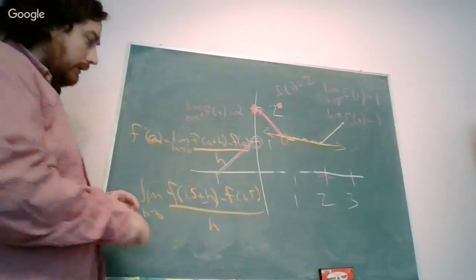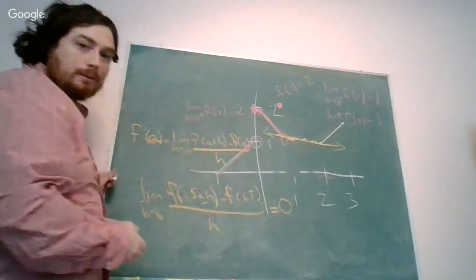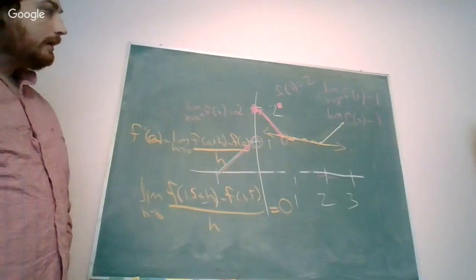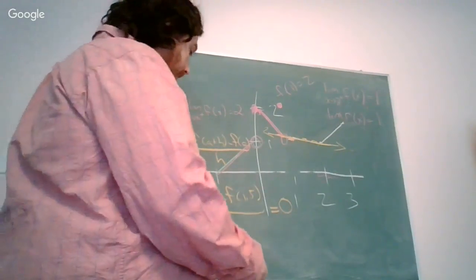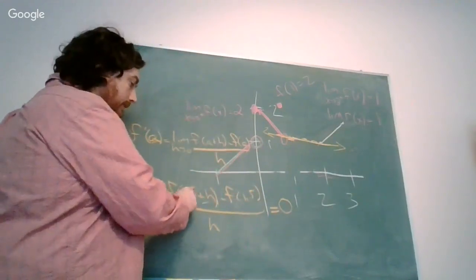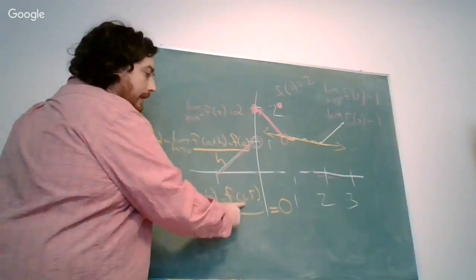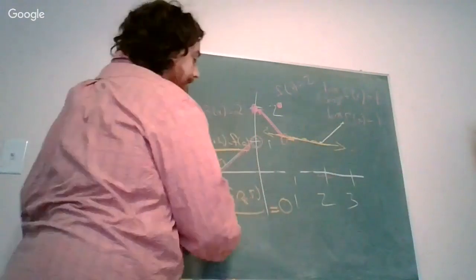So therefore, this limit does exist and is in fact equal to 0, or is the slope of the line. Now, if we wanted to do that somewhere else, let's say we wanted to find the limit of f of 2.5 plus h minus f of 2.5 all over h. What we'd have to do here is the same thing.